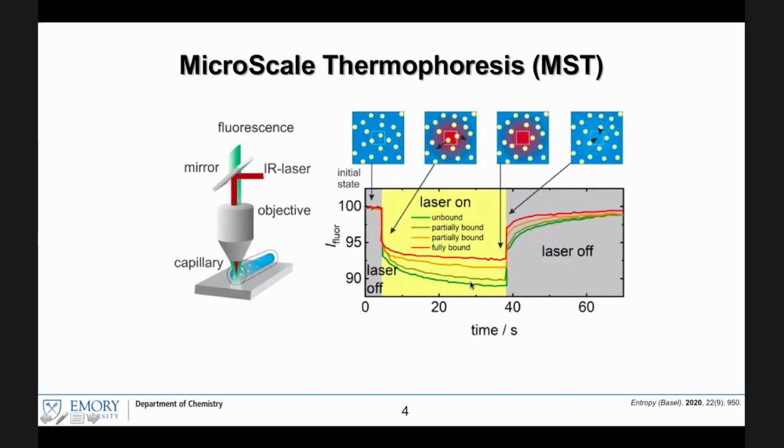But how can we tell what's the difference between bound and unbound, right? Well, the smaller the complex is, so aptamer only, for example, the faster it's going to travel in that set amount of time. And the more cocaine you add, the more binding you get, and therefore the heavier it is, and you get a slower drop in fluorescence. And that's how we're able to test the binding affinity using MST.